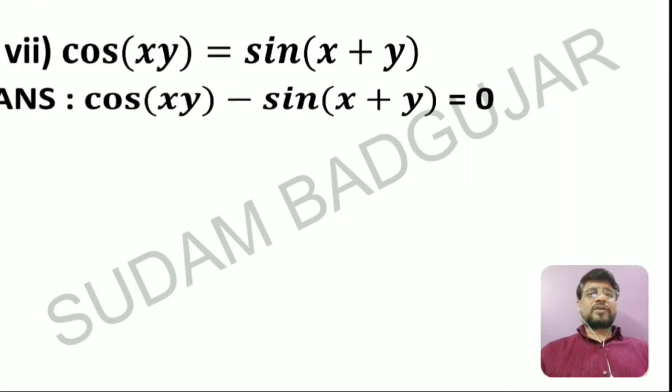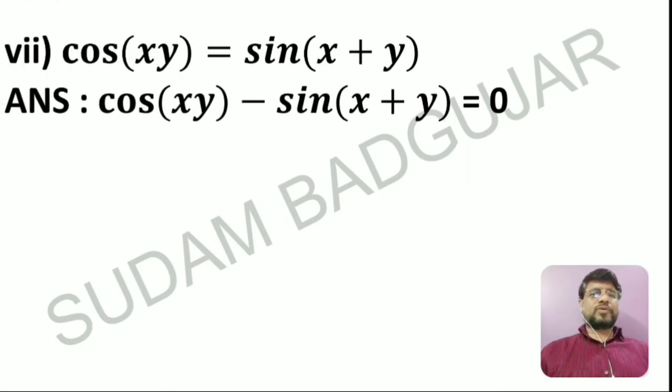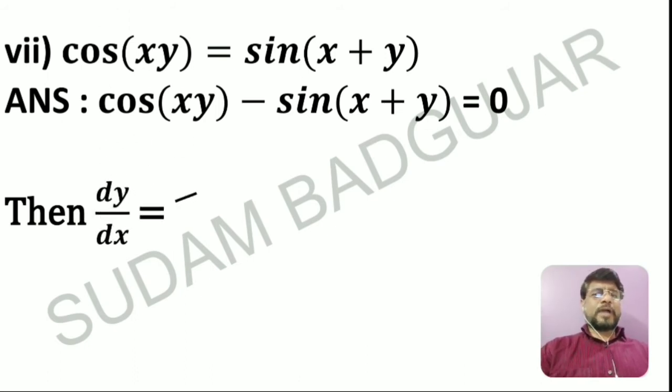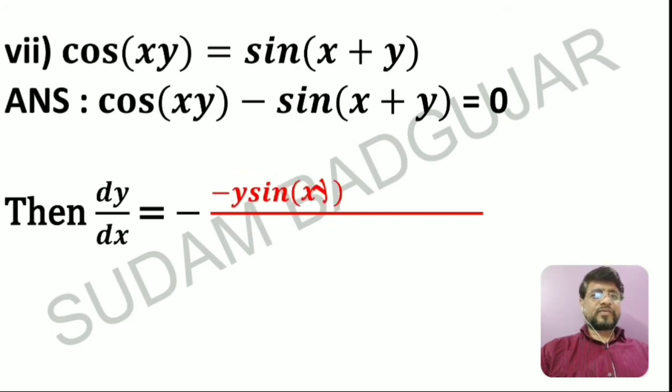Okay, now the next question is cos of xy is equal to sin of x plus y. Again you have to transfer it, at the numerator it becomes negative. Then dy by dx is equal to minus, what is the numerator? That is the derivative of cos, which is minus sin of xy into y minus cos of xy, x plus y. What is the derivative of sin of x plus y? That is cos of x plus y.